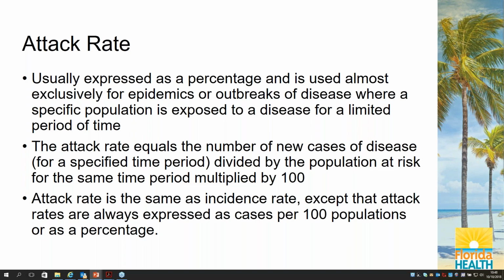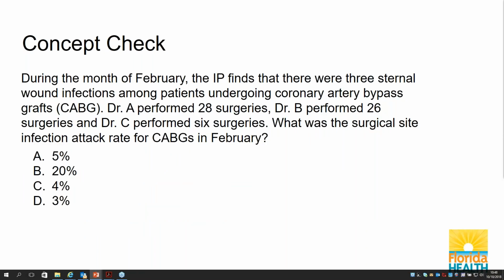So let's do a concept check. During the month of February, the IP finds that there were 3 sternal wound infections among patients undergoing coronary artery bypass grafts, or CABG. Dr. A performed 28 surgeries, Dr. B performed 26 surgeries, and Dr. C performed 6 surgeries. What was the surgical site infection attack rate for CABGs in February?